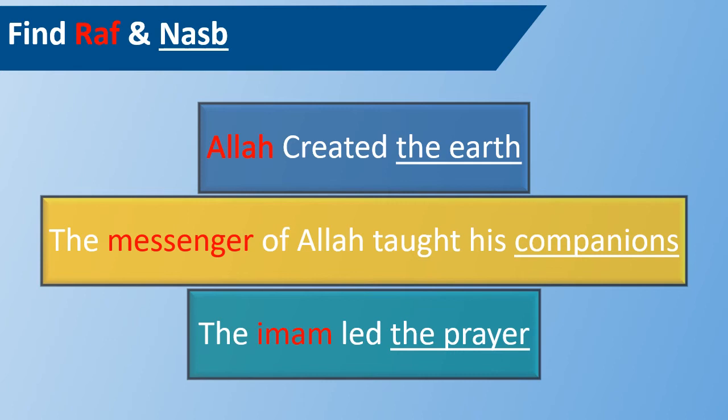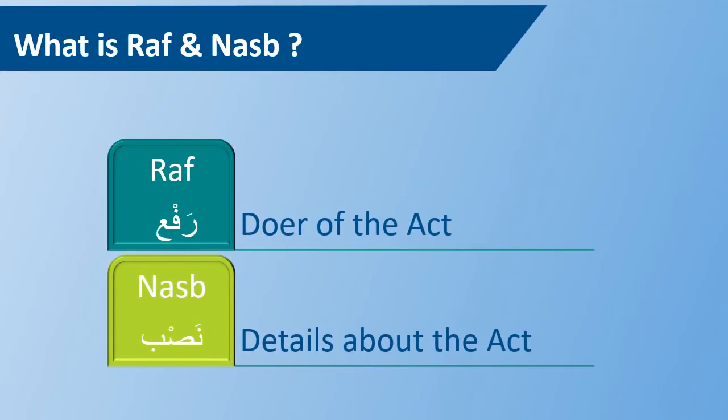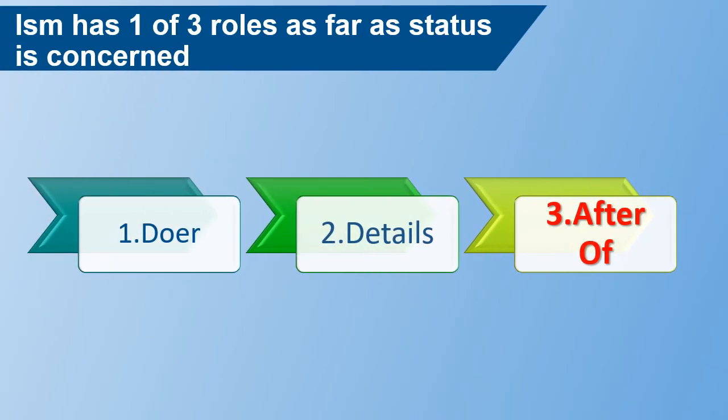The Imam led the prayer. The Imam is the doer of the action, so he is rafa. He led what? He led the prayer. So prayer is the detail, which is nasb. To refresh what we just learned, what is rafa and nasb? Rafa is the doer of the act, and nasb is the detail about the act.